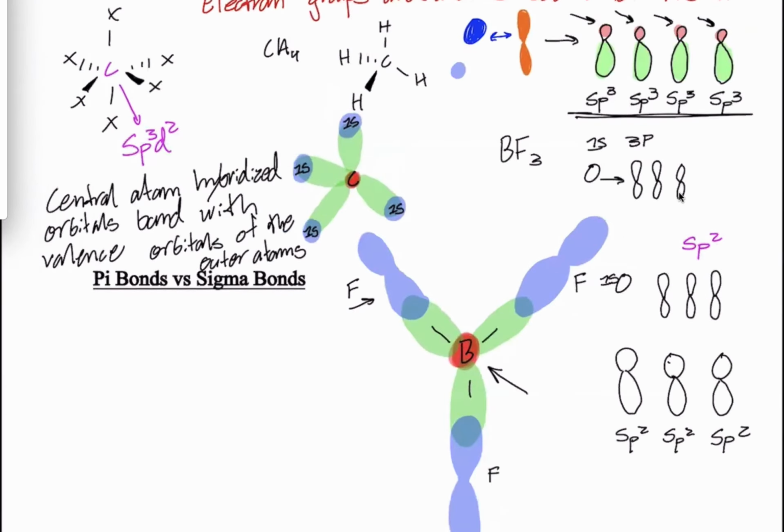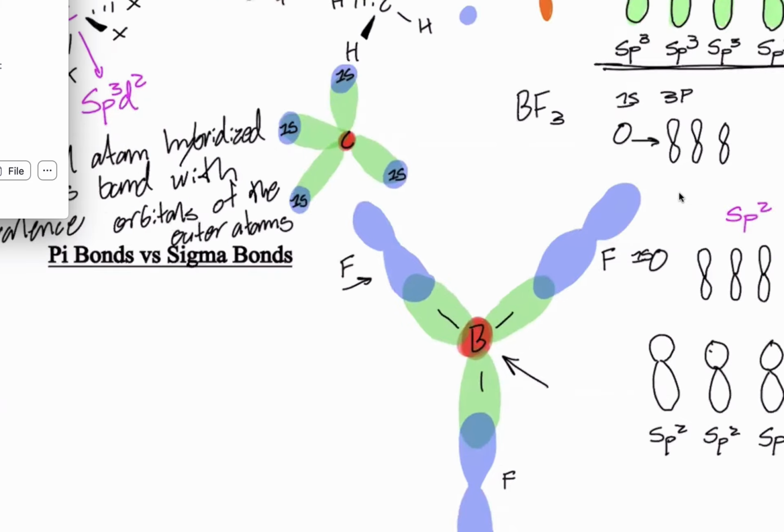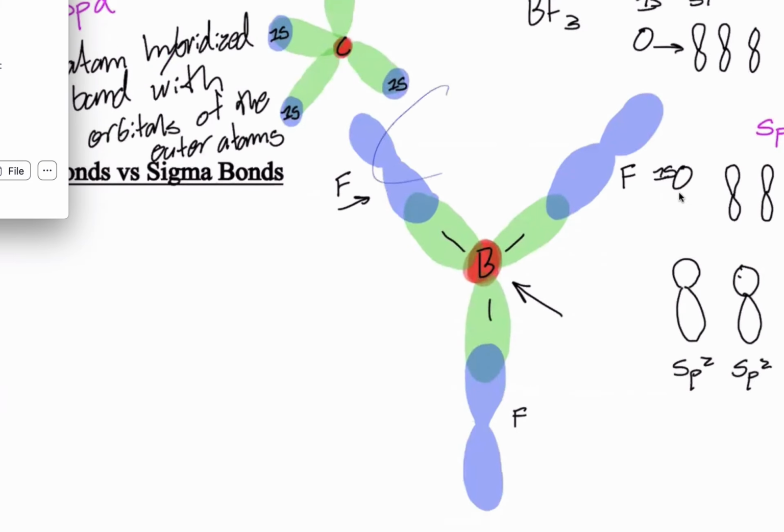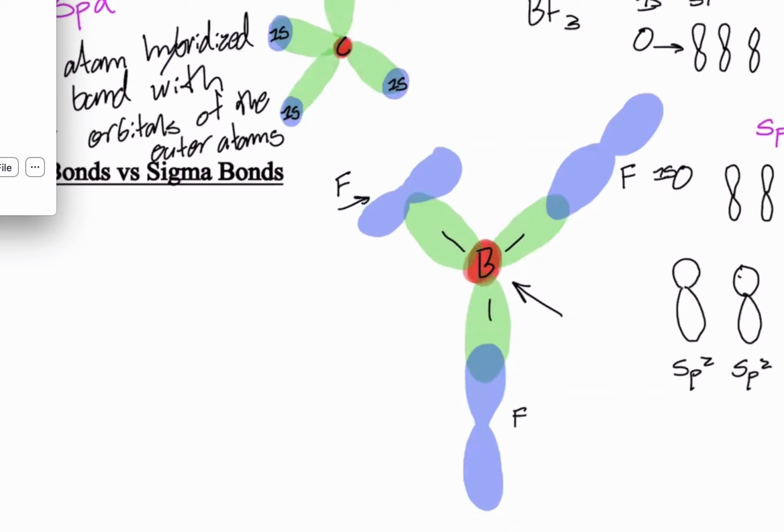Okay, a question here. I drew those two p orbitals like so, but what if I were to draw it like that? Can someone tell me if that's correct or not and why? Not quite. We'll get into those, but that's not exactly what I'm looking for. You're on the right track though.